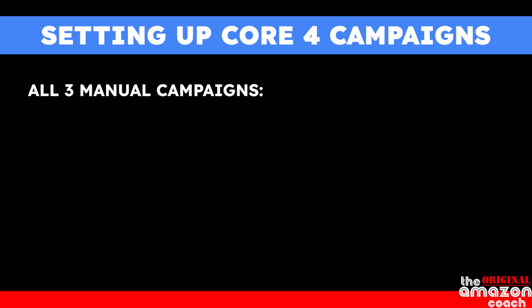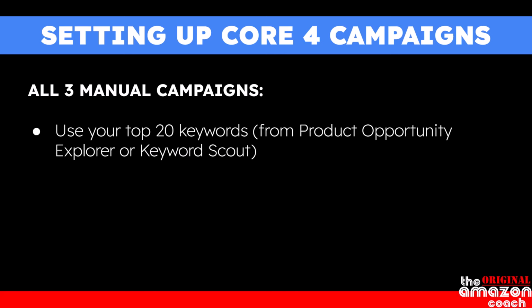Now, when setting up my other 3 campaigns, my manual campaigns for broad, phrase, and exact, I simply use my top 20 keywords for all 3 of them, and those campaigns go out and do a lot of heavy lifting to find all the most relevant versions of my main keywords.